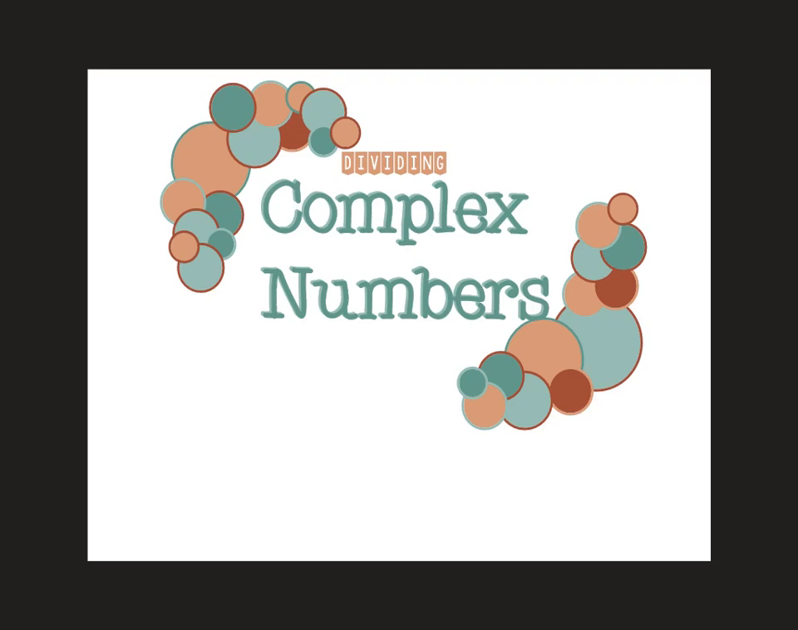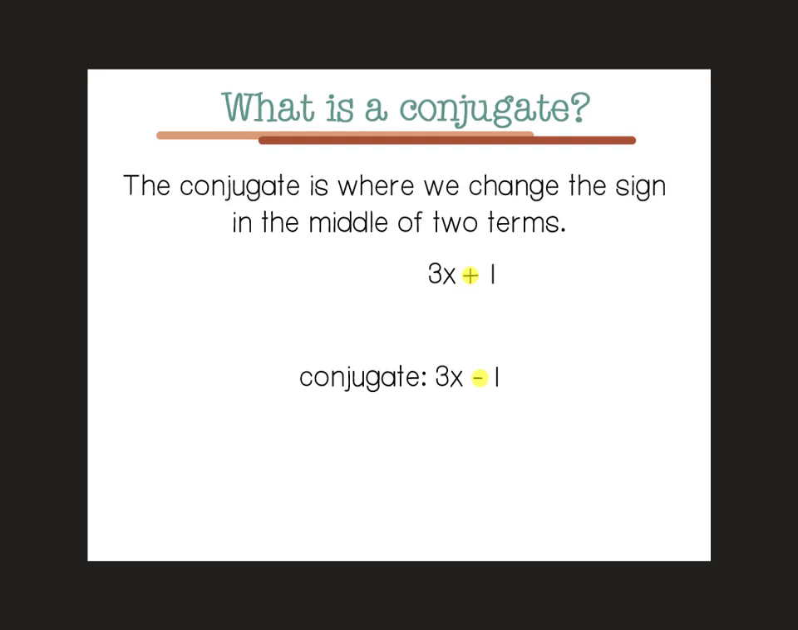In this video, you'll learn how to divide complex numbers. First thing we need to know to divide a complex number is about a conjugate. So what is a conjugate? A conjugate is where we change the sign in the middle of two terms. So if I give you 3x plus 1, the conjugate is 3x minus 1.